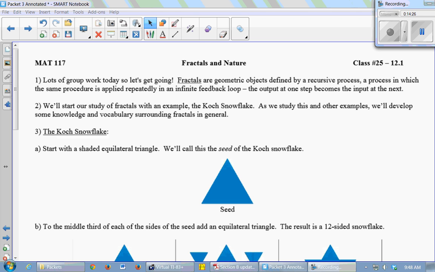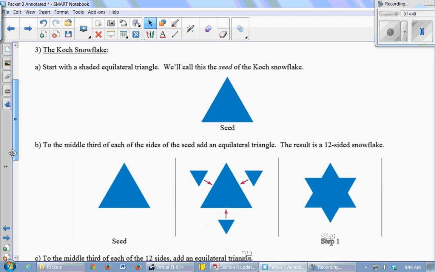So we're going to start our study of fractals with a famous example called the Koch snowflake. As we study this and other examples, we're going to develop some knowledge and vocabulary surrounding fractals in general. So the Koch snowflake, here's how you create it. You start with a shaded equilateral triangle, and we'll call this the seed. Just like when you have a recursive sequence, you have to start with a seed number. Here we're going to have a recursive geometric object, and we have to start with a seed shape. So we're starting with a triangle, that's our seed.